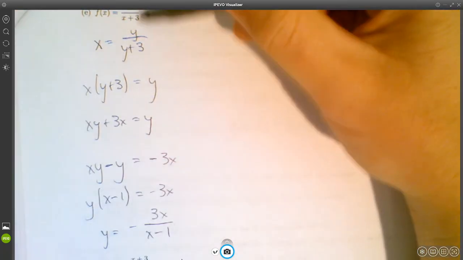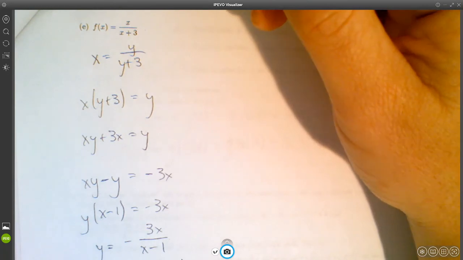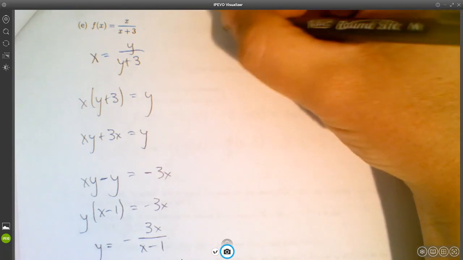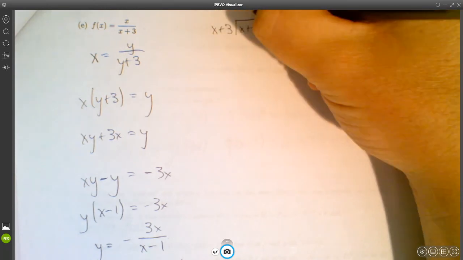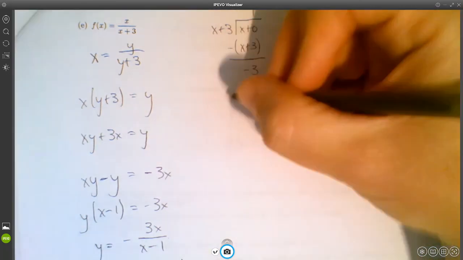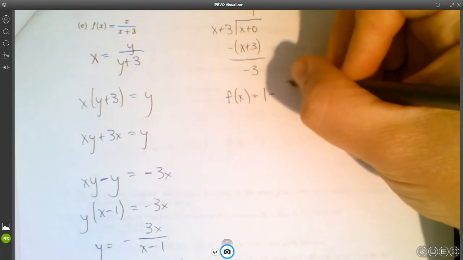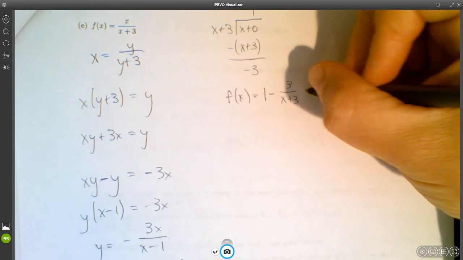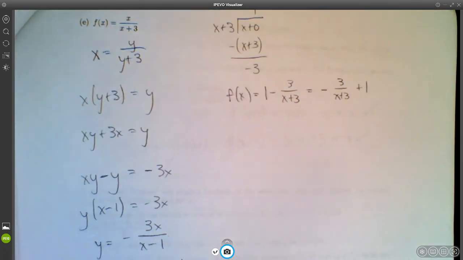Well, what's the range of this original function? That's a little bit harder to tell. We would have to do some work, maybe graph it, to see what the range is going to be. If we do some long division, x divided by x plus 3 goes in once with a negative 3 left over. So really f of x is 1 minus 3 over x plus 3, or better yet, we could call it negative 3 over x plus 3 plus 1.